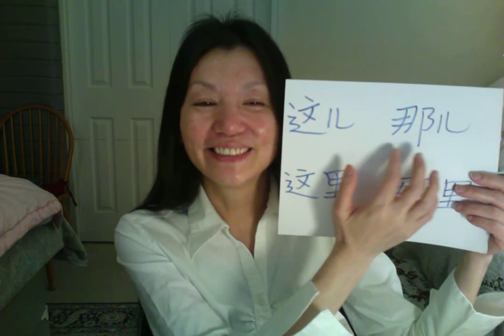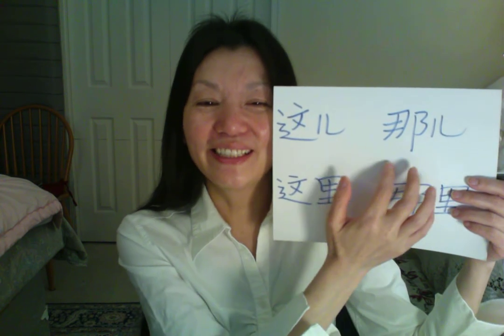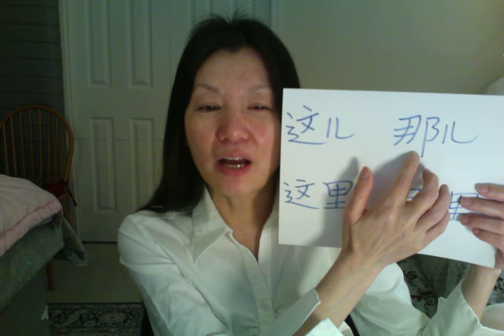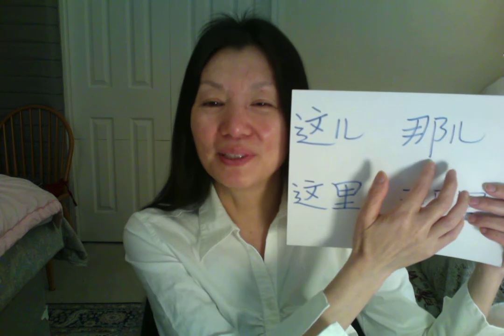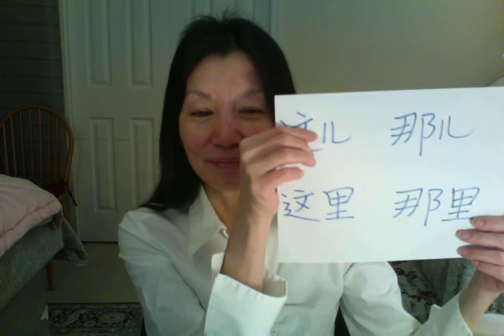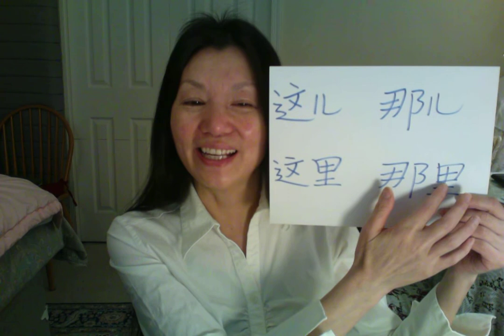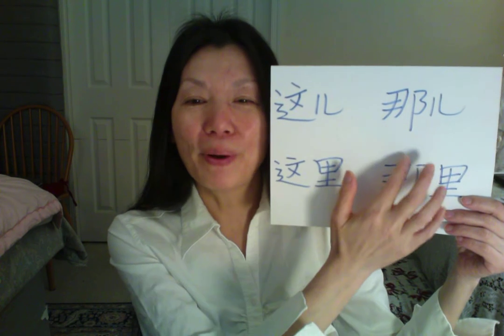那儿, there. That one here, this character 那 by itself means that. With 儿, 那儿 means there, okay? Some say 那里, there. 那儿 and 那里 both work, both mean there, the same meaning.